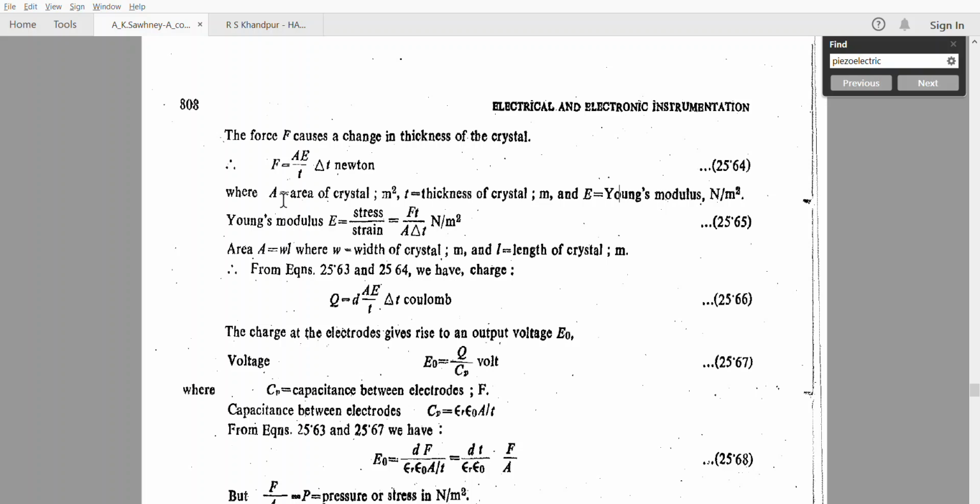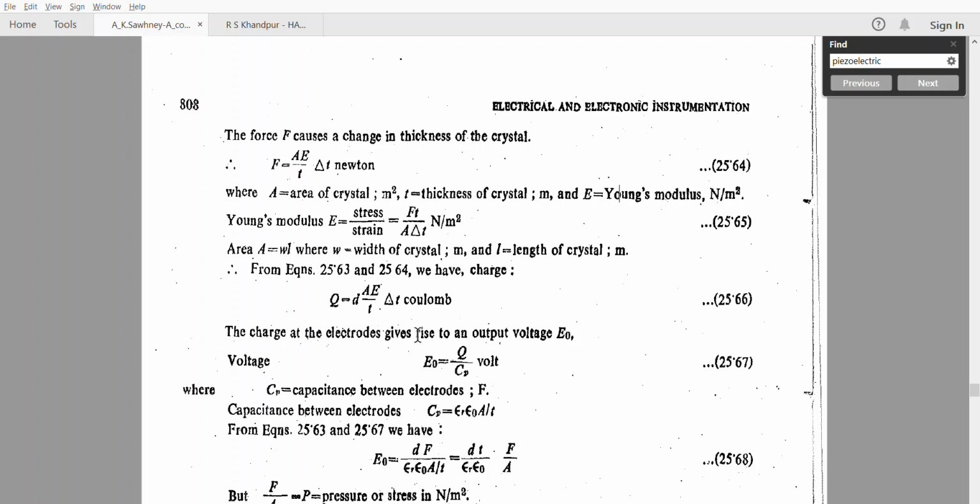Area can be written as width of the crystal into length of the crystal. Then you substitute equations 2.63 and 2.64. We have the charge, and we have F, and you substitute the value of F in Q equal to d F. So you will get an equation like this. Once you get the equation, you save this equation.